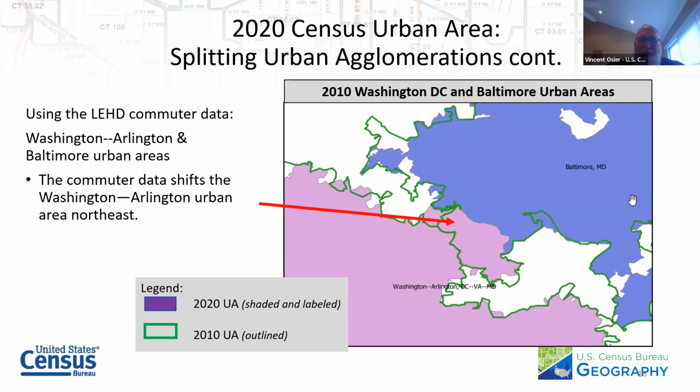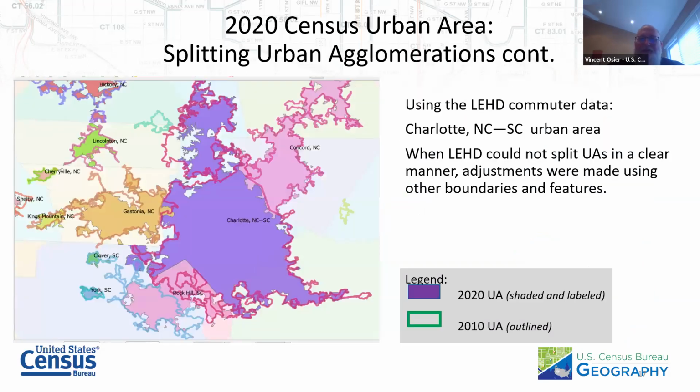It didn't end up really creating new or merging together urban areas. It just placed the splits in better locations according to this data. So, all right, in the interest of time, just another example on splitting.